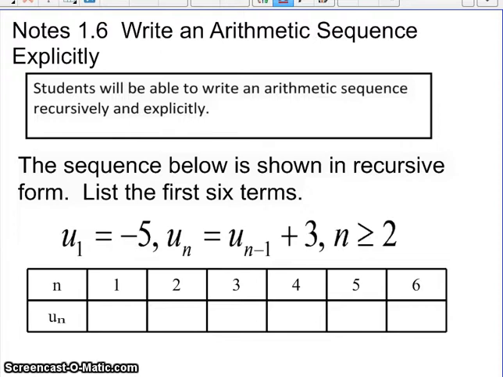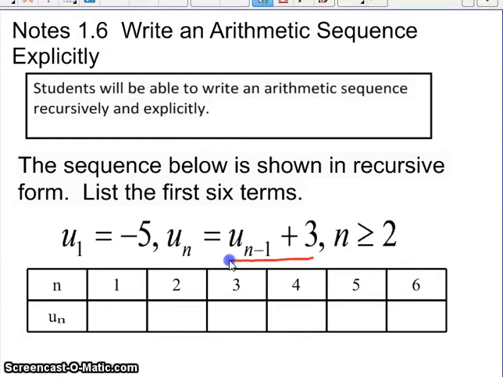The sequence below is shown in recursive form. List the first 6 terms. This is arithmetic. I know it is arithmetic because I'm taking the previous term and I'm adding 3.